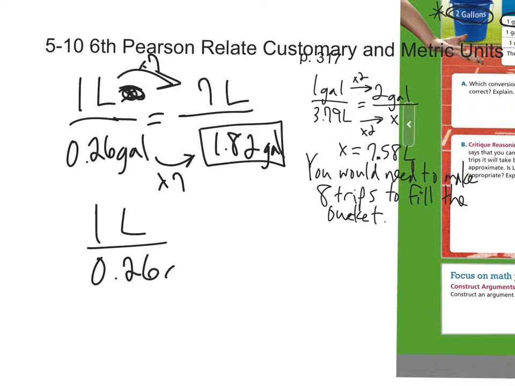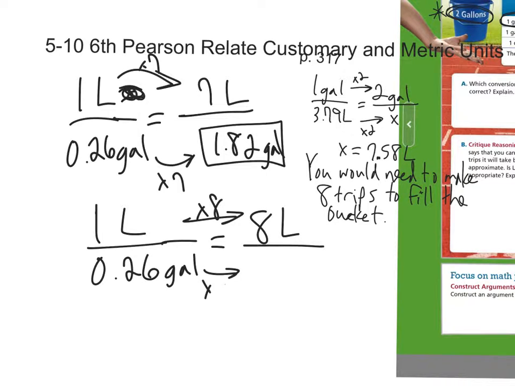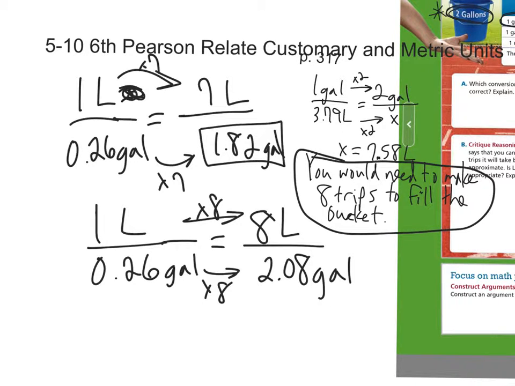The question is, how much further would we have to go if they ask that question? So maybe we could try 8 liters. See how much 8 liters would give us. That would be 2.08 gallons. So there again is confirmation that we would have to make 8 trips in order to fill the bucket.